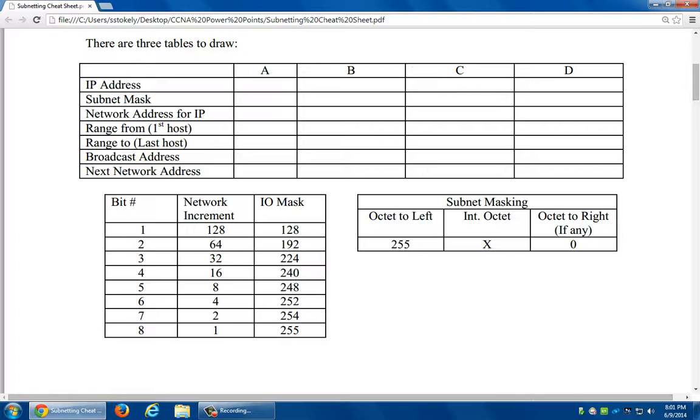If you're borrowing 1 bit, your network increment, so your first network would be 0, always 0. The next network would be 128 because you're incrementing by 128. Does that make sense for the network increment? So if I'm borrowing 2 bits in that last octet, which is the second bit, my network is incrementing by 64s. So I have 0, 64, 128, 192, which are my 4 networks. Okay? And so forth and so on. The more bits you borrow, the more networks you can have.